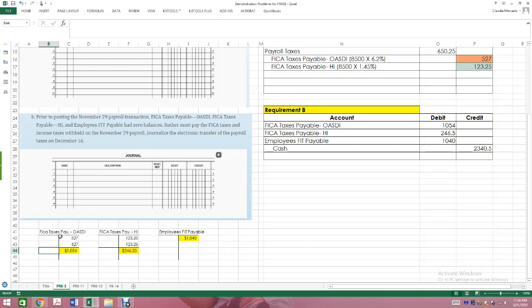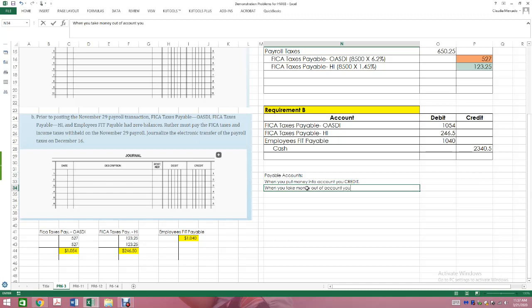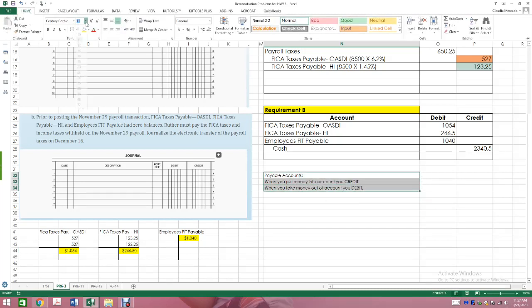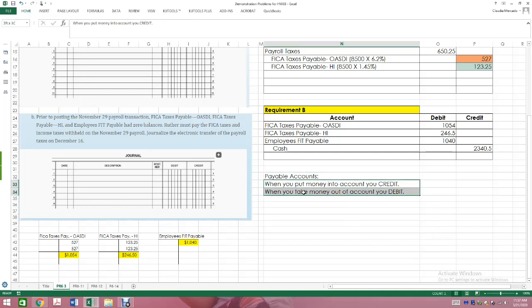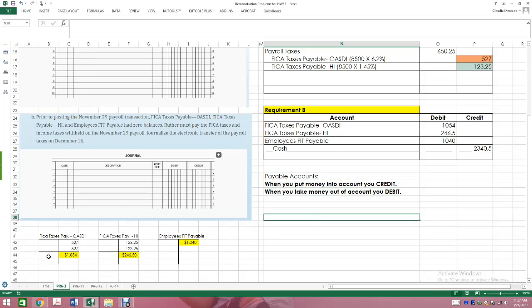So when we put money in, we credit. Okay, so let me put here payable accounts. When you put money into an account, you credit. When you take money out of an account, you debit. That's how these accounts work. So, when we put money in, we credit the account, which is what we have right here. Now we're taking money out.